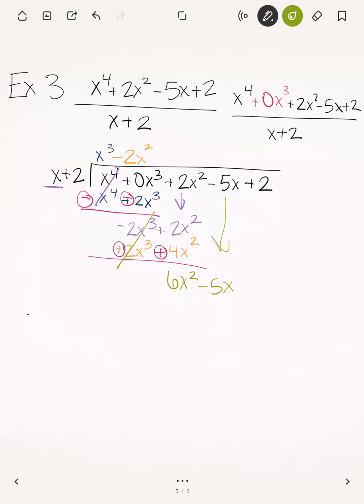So, self, what do I need to multiply x by right here, that x, to get 6x squared? My self tells me it's 6x. I'll trust them today. 6x times x gives me 6x squared. 6x times 2 gives me a positive 12x. Make sure I don't mess up on my signs this time.